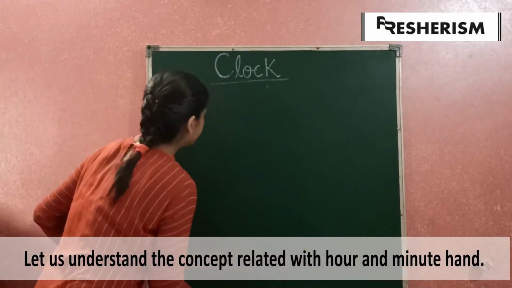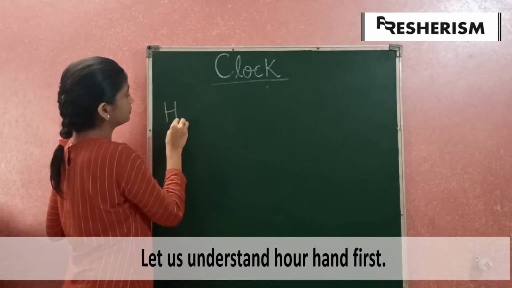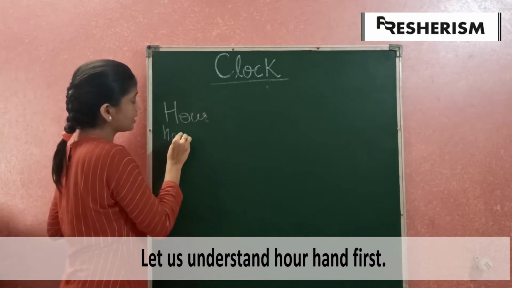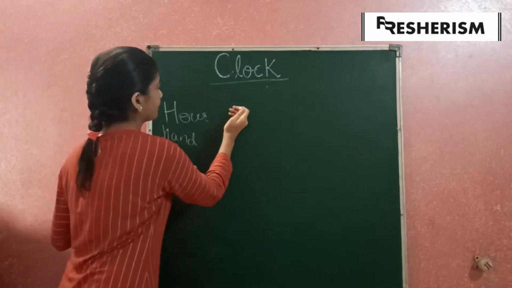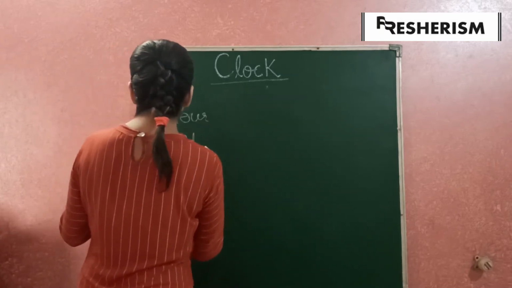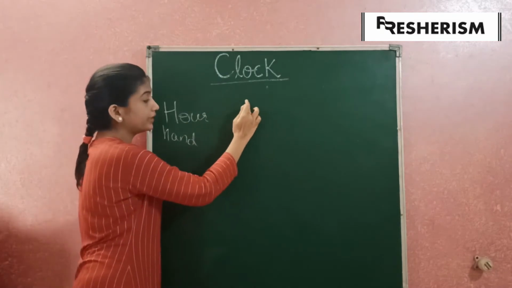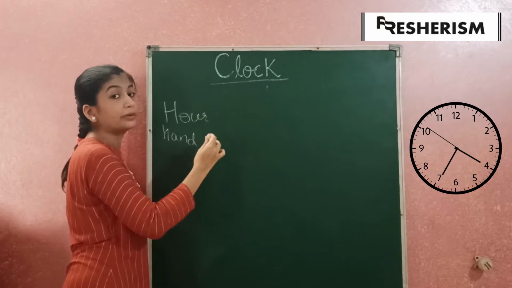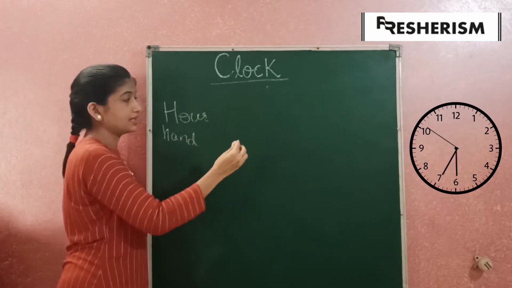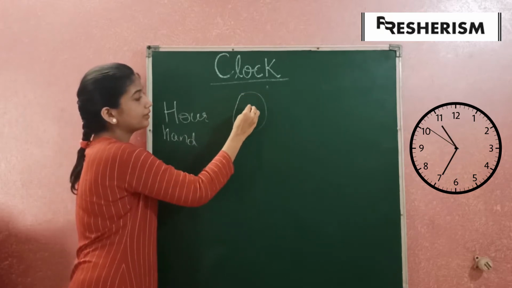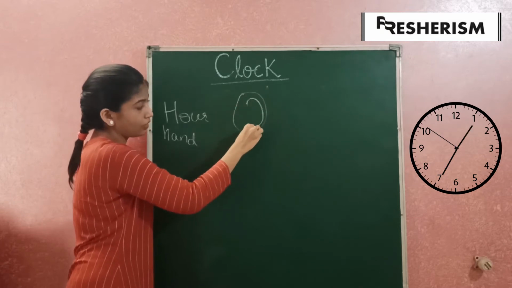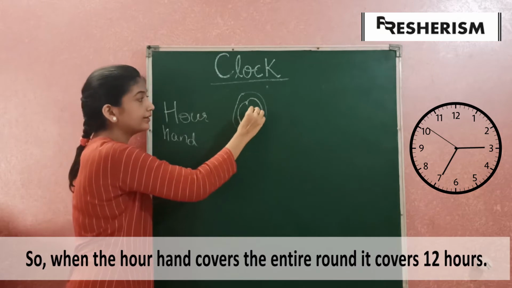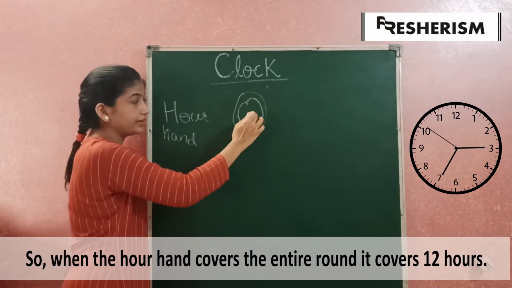Start with the hour hand. As I mentioned, the hour hand is also known as the shorthand. When the hour hand completes one round of the clock, it is said that it covers 12 hours and 360 degrees.